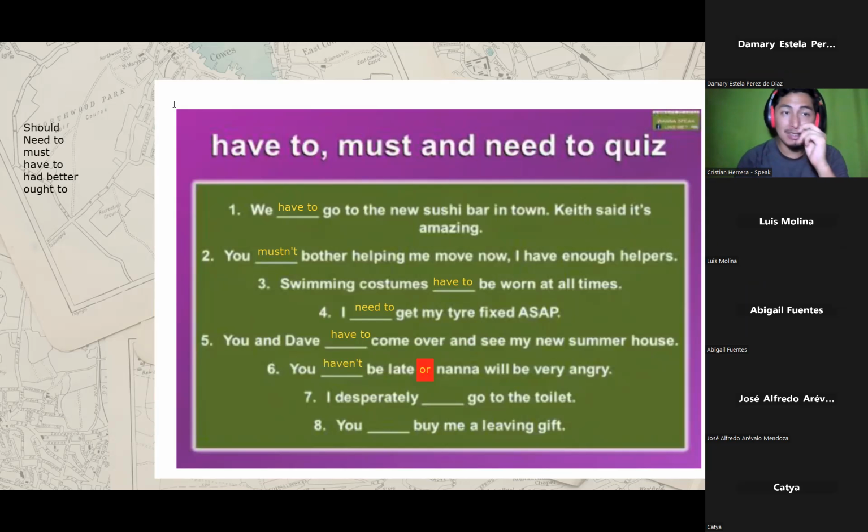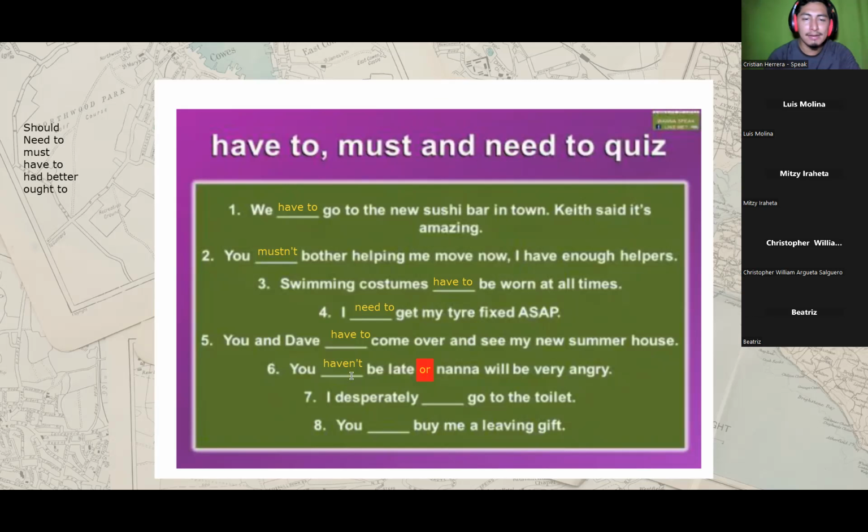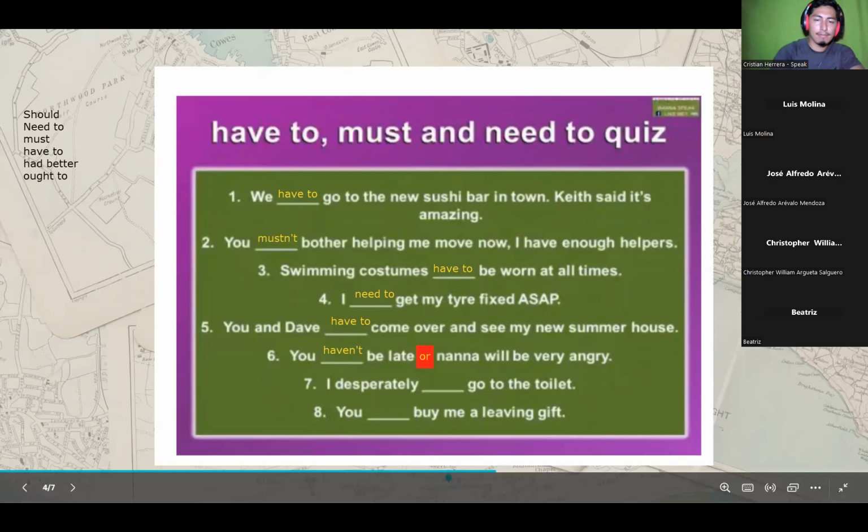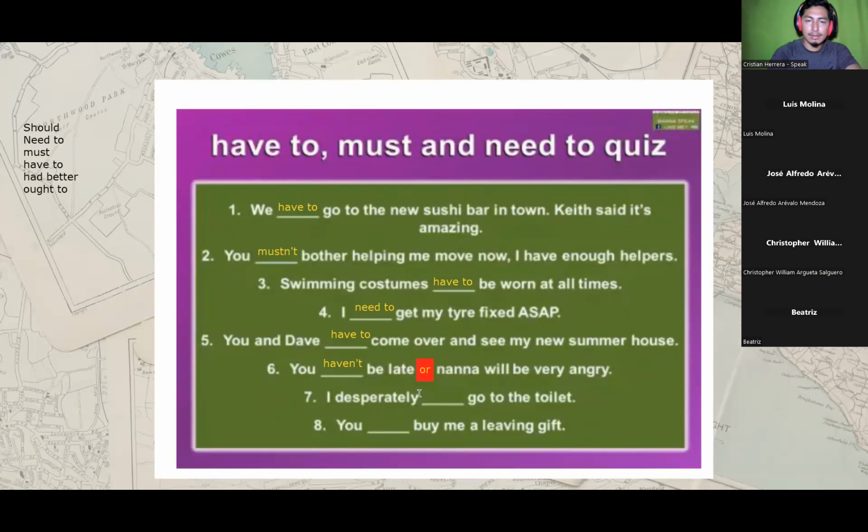Right now, we have to continue with another sentence. Please, Jose Alfredo, can you help me with sentence 7? Okay, teacher. 7. I desperately... Desperately? How do you say it? Desperately. Have to go to the toilet. Okay. I desperately have, oops. Give me a second. Have to go to the toilet.